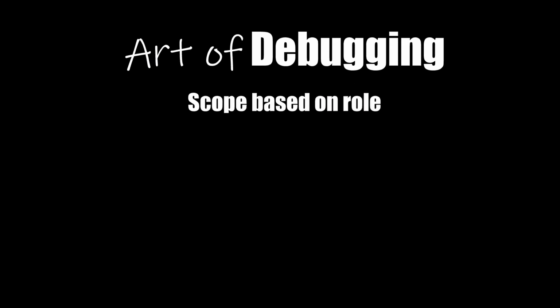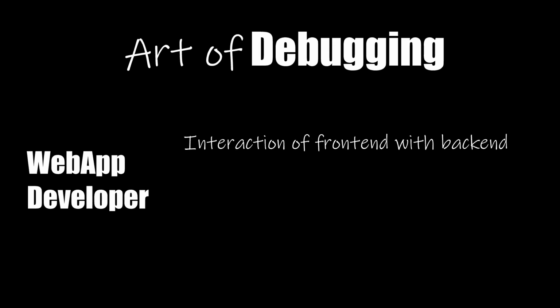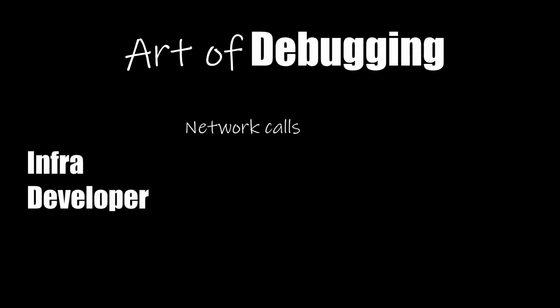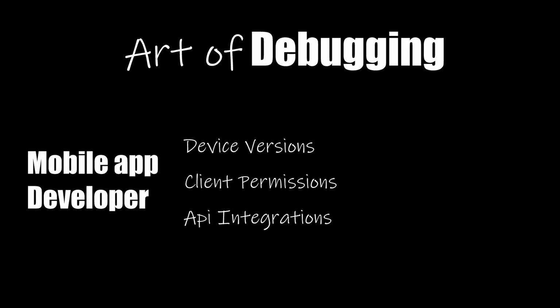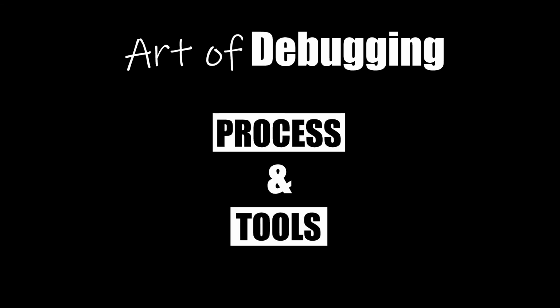Debugging an application has a varied scope, which directly depends on the role you perform in the development lifecycle. If you are a web application developer, then it's mostly related to the interaction of the front-end with the back-end, business logic implementation, and app security. But if you are from infra, then it's all related to network calls, server stats, automations, and infrastructure security. If you are a mobile application developer, then it's about device version, client permissions, and other aspects of API integrations. So depending on your role in the application development, the process and tools of your debugging will change.